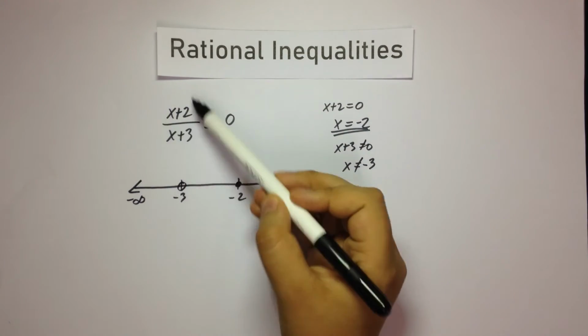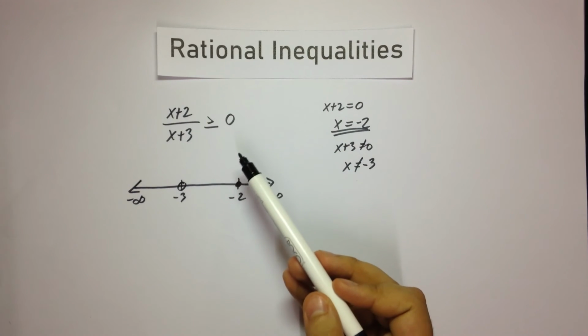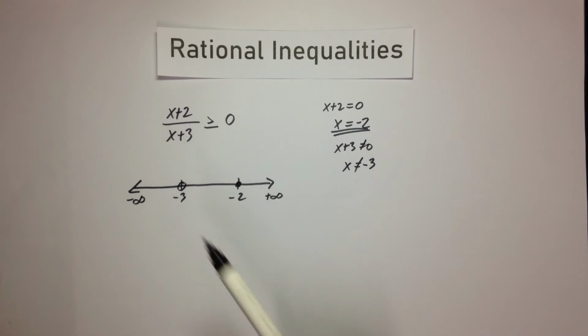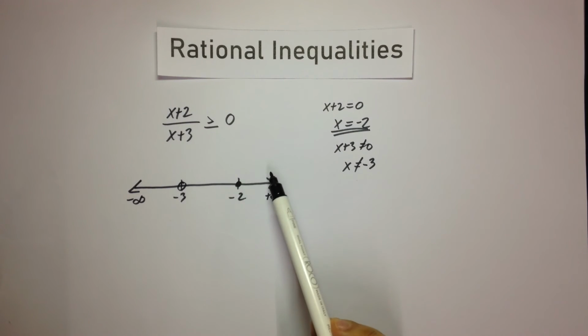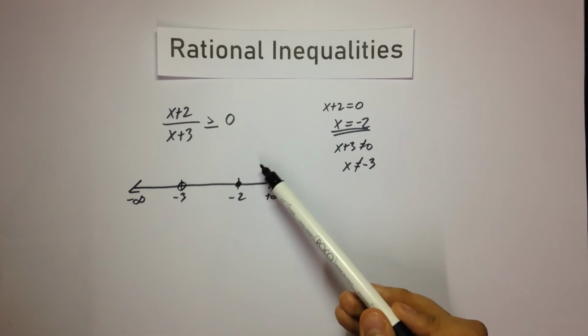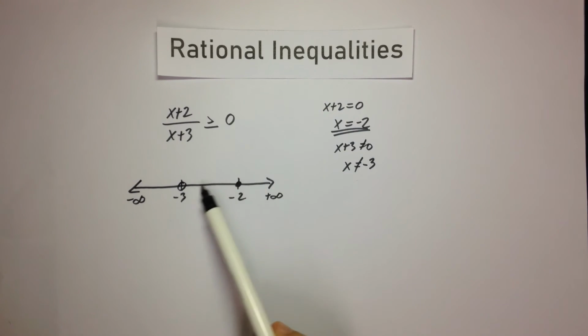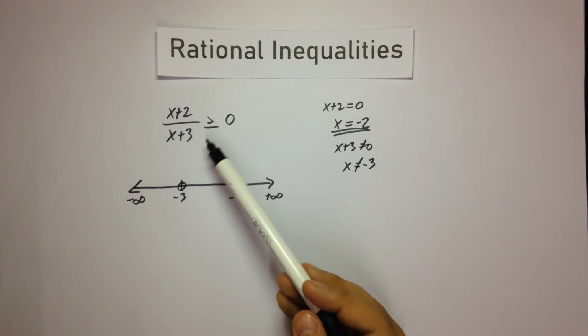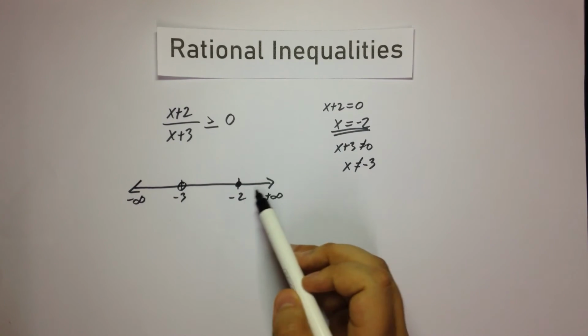Since this expression must be greater than or equal to 0, it means we're looking for positive numbers. There are 3 main regions that we have here in the number line: this one, over here, and over here. We must determine the signs of each region in order to know which set of values is okay for us to use in this inequality. So let's try a number from this side of the region.